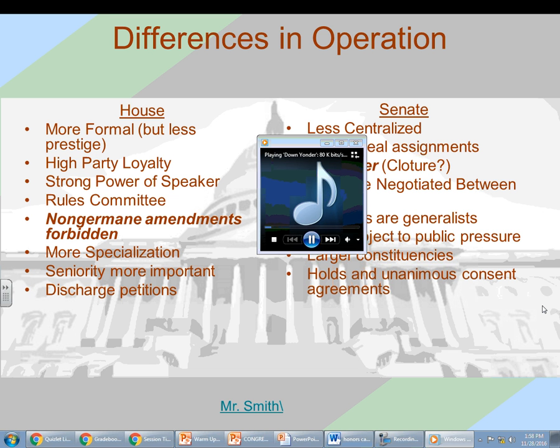Well, the nuclear option is getting rid of the filibuster. So if you hear on television, they talk about this idea of a nuclear option.